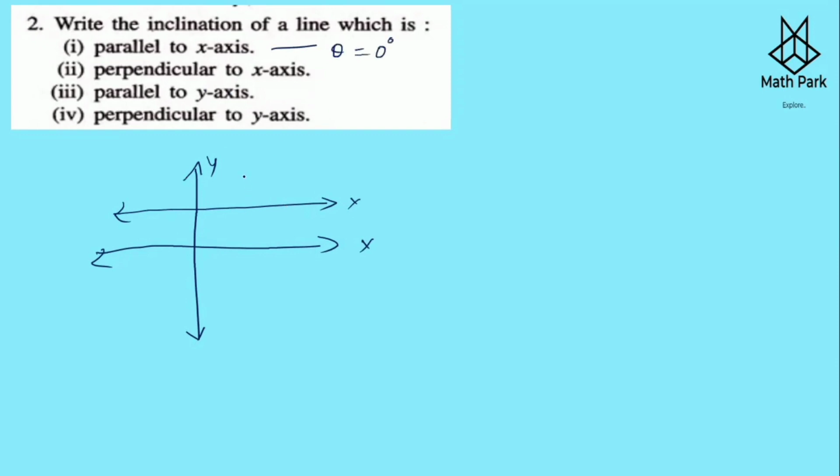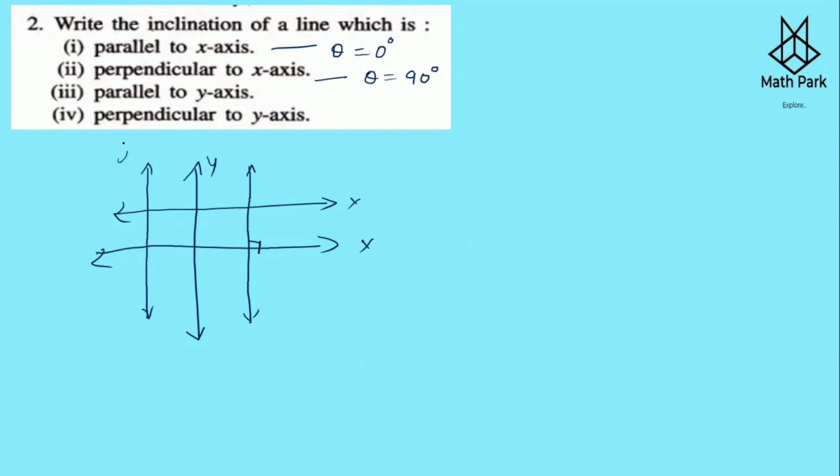Perpendicular to the x-axis. If the line is perpendicular to the x-axis, we can see that with the positive direction it is making 90 degrees. So in the second case, theta is equal to 90 degrees. The inclination is 90 degrees. Now parallel to the y-axis. A line parallel to the y-axis is again nothing but perpendicular to the x-axis.